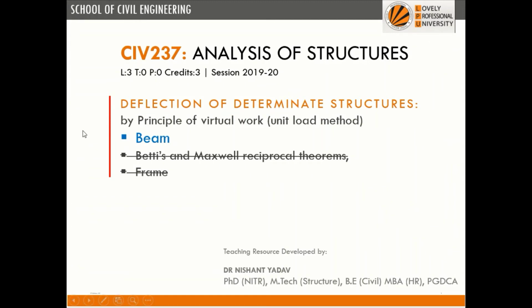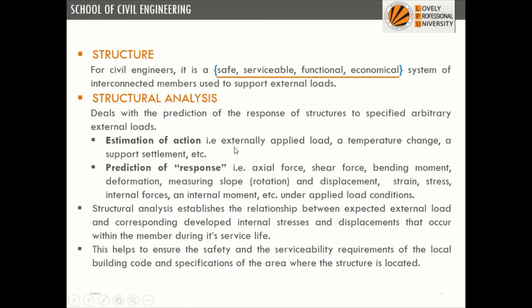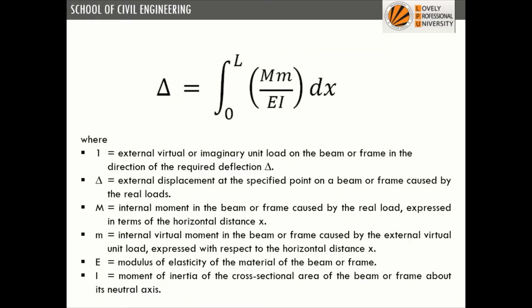So this is a lecture on determining the deflection and slope in a determinate structure, and specifically we'll see on the beam using the unit load method. And for calculating the deflection we'll use this equation: integration 0 to L, capital M small m upon EI into dx. How did we get this equation?